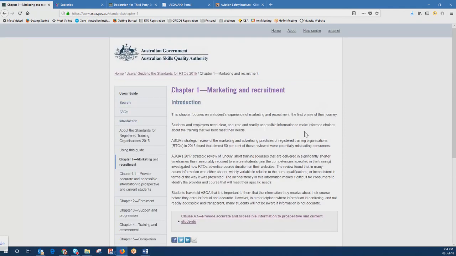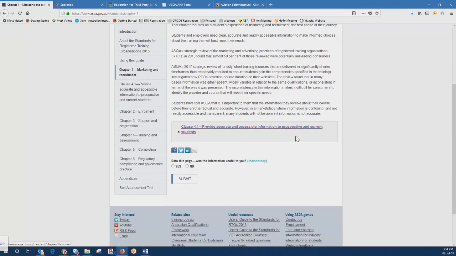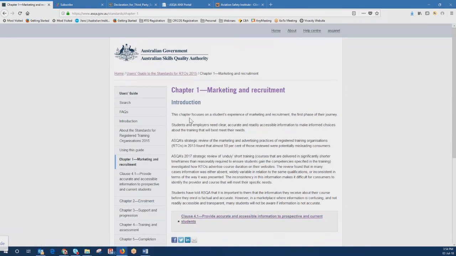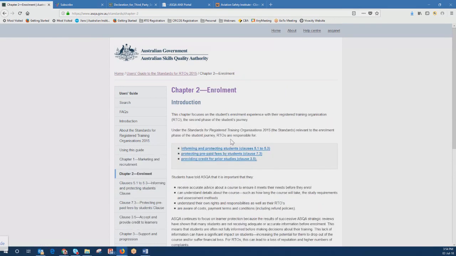So they've actually put them in order of the student journey, and this is how they're auditing RTOs now as well. So marketing and recruitment, even though it's chapter one, is clause 4.1. And then enrollment has a few standards underneath it. So even though it's chapter two, it's actually clauses 5.1 to 5.3, clause 7.3, and clause 3.5. So they've changed it quite a bit.